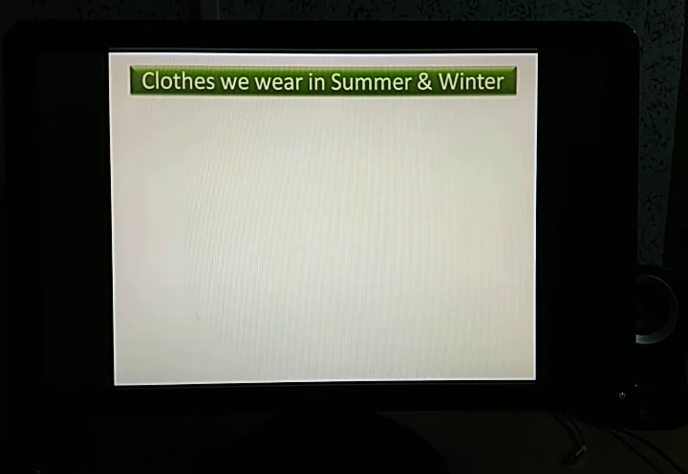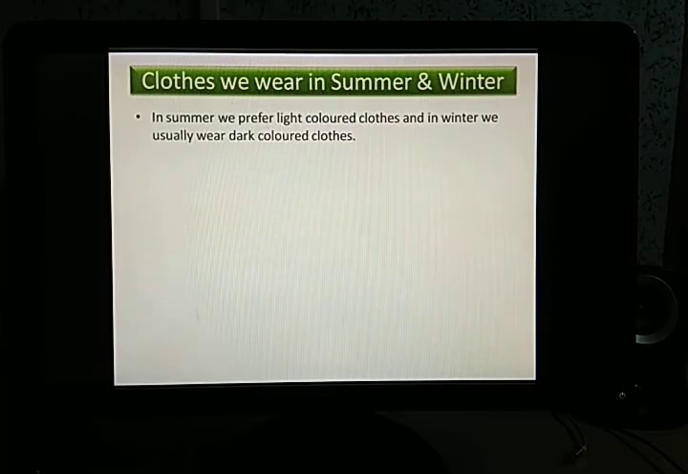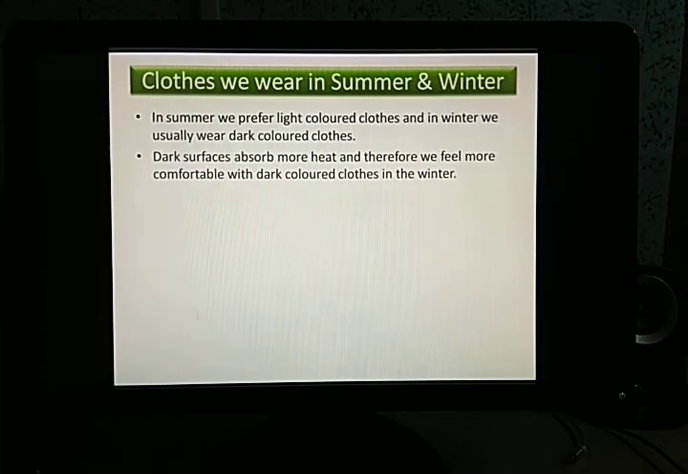Clear? Now the last topic of this chapter, that is clothes we wear in summer and winter. We all know what type of clothes we wear. So let us see. In summer we prefer light colored clothes, and in winter we usually wear dark colored clothes. So why? Is it a fashion? No. There is a reason. Dark surfaces absorb more heat, and therefore we feel comfortable with dark colored clothes in the winter. Dark doesn't only mean black in color. There may be other dark colors.